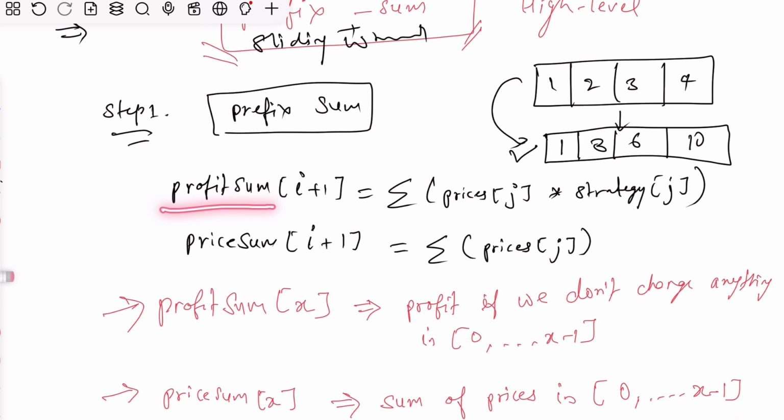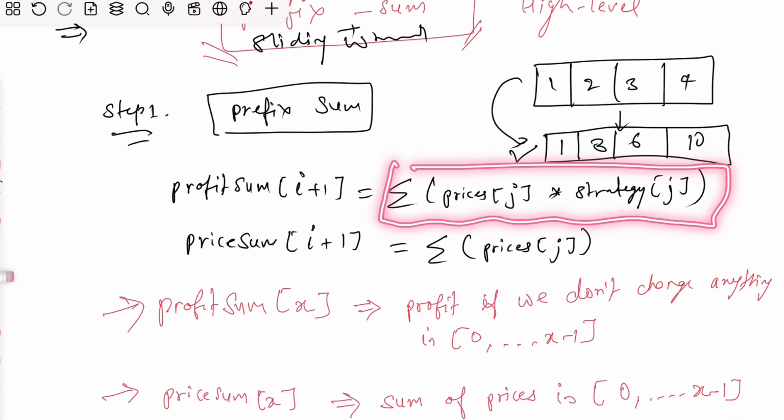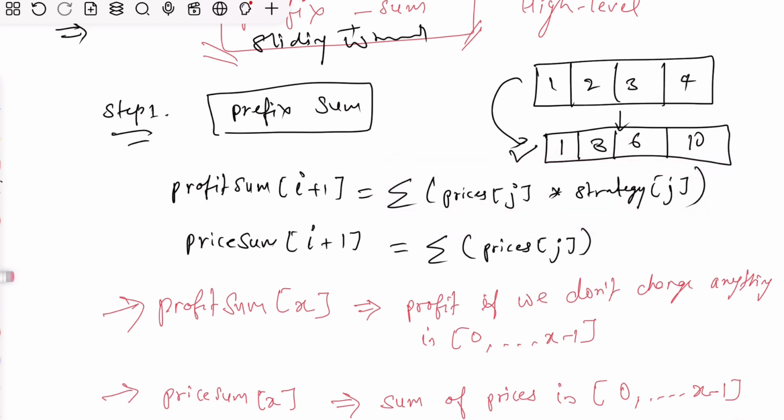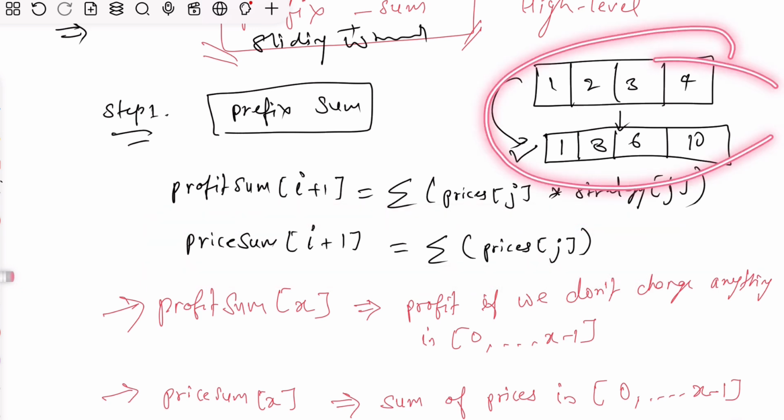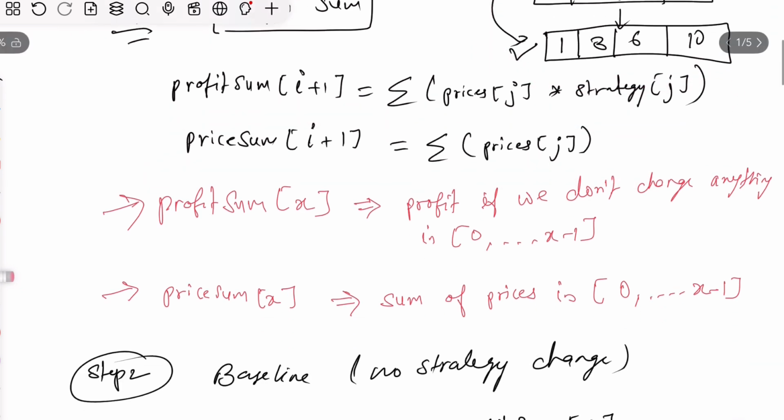So there will be a profit sum and a price sum. Profit sum we can get from where? The prices at j into strategy at j. So you can take a single for loop, one pass with j, and calculate prices at j into strategy at j, and this is our profit sum. And there will be a price sum, and you can take over the prices and calculate like this. You will get the price sum.